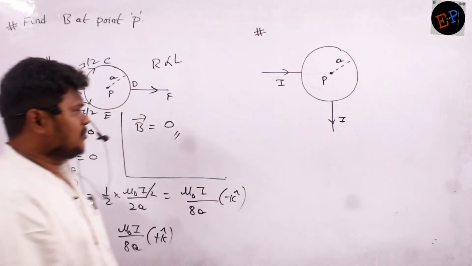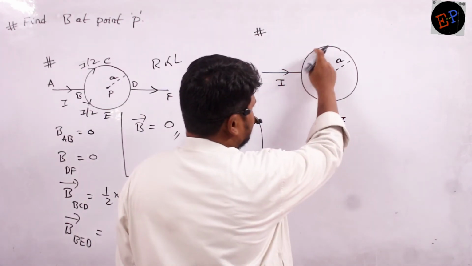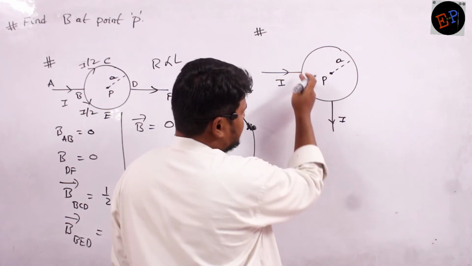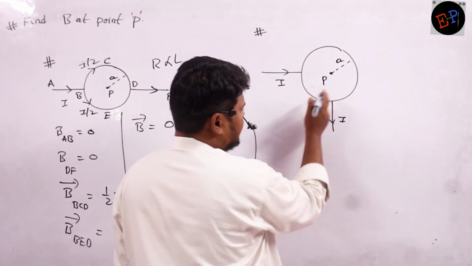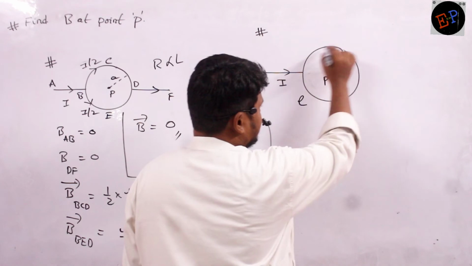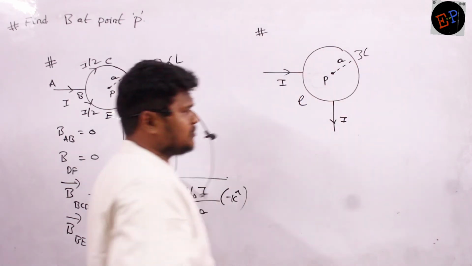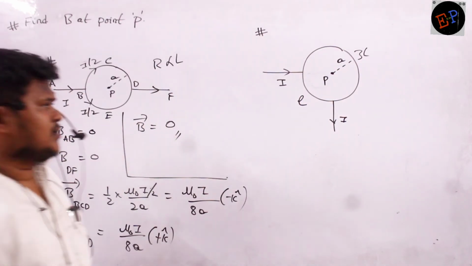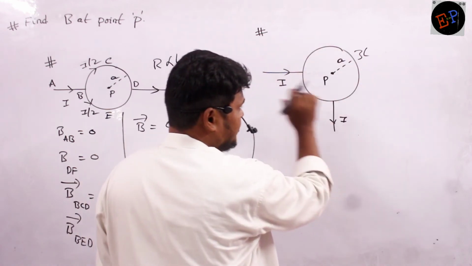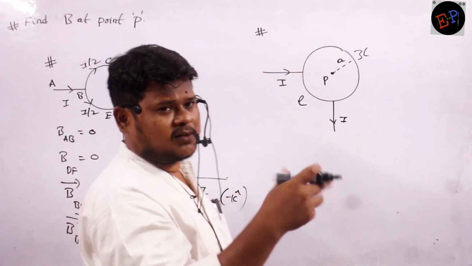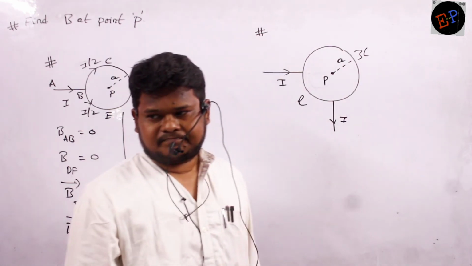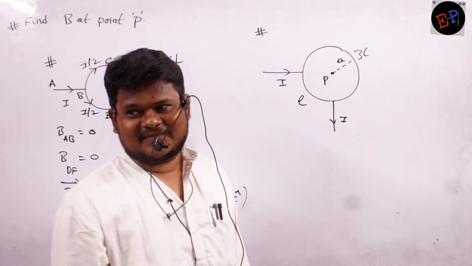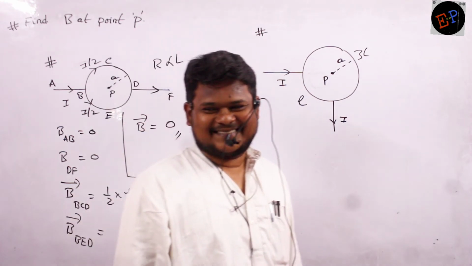Clear? But in this condition, this wire is a bigger wire, this wire is a smaller wire. If I call this length L, this length I should call 3L. Clear? So can you say how current divides? Will it divide equally? Or how does it divide?